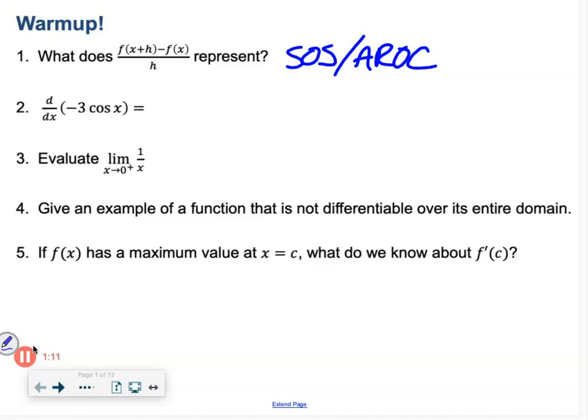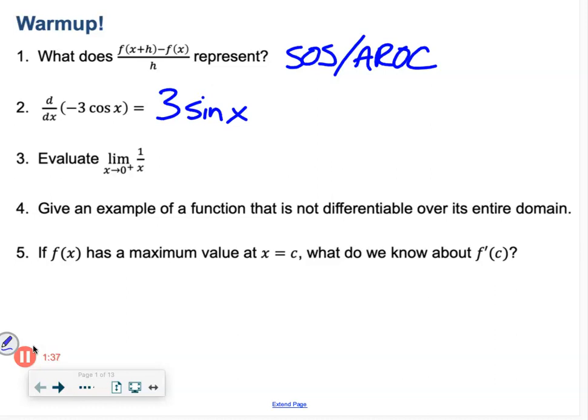So the derivative of negative 3 cosine x, be careful because the derivative of cosine is negative sine, so you get this double negative, right? So you end up with a positive 3 sine x, which looks like every single one of you got, so well done.